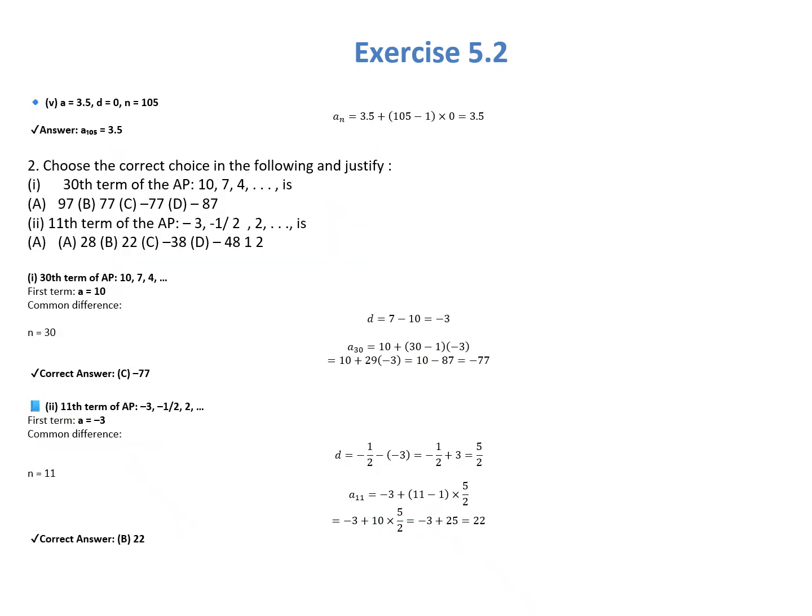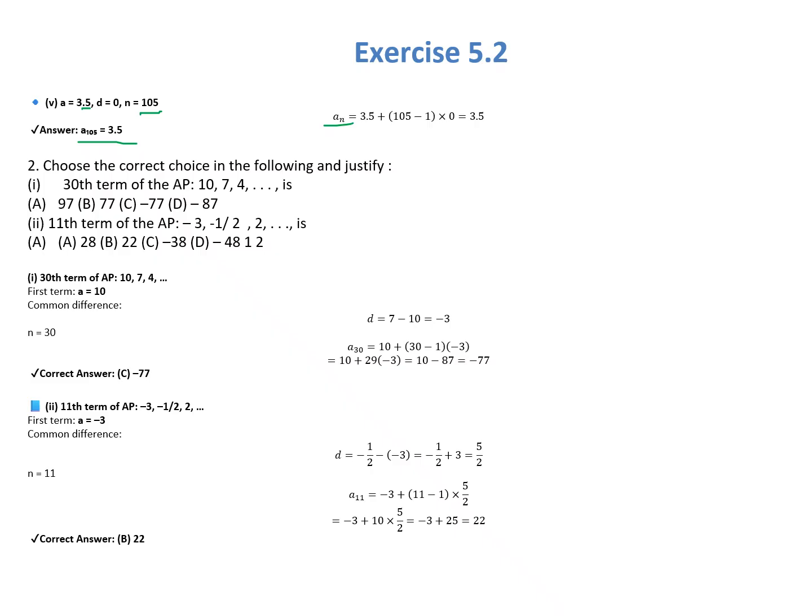Okay, the last one: we are given A is equal to 3.5, D is equal to 0, and N is equal to 105. When we solve this to get the value of the nth term, we'll get 3.5, which seems to be a bit incorrect, but that is how it has to be solved because it's a fraction. But that's fine. We can solve it because A is anyways 3.5. So the nth term also comes out as 3.5.